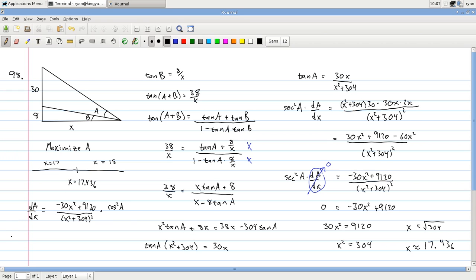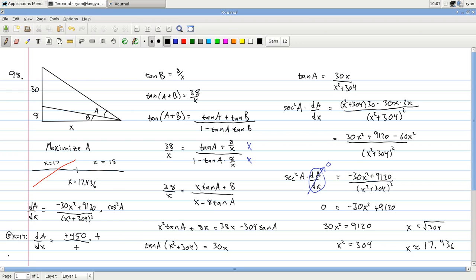Now if we plug in x equals 17, we have dA/dx equals positive 450 divided by, well, anything squared is positive, and cosine squared is also positive. So we have that the first derivative is positive. So we know that our function is increasing all throughout this interval.